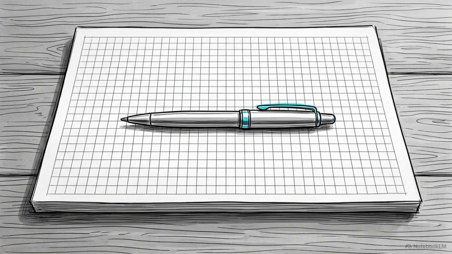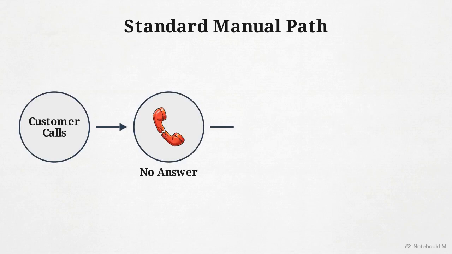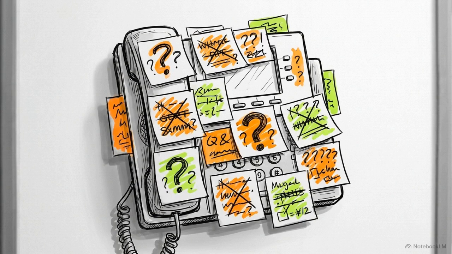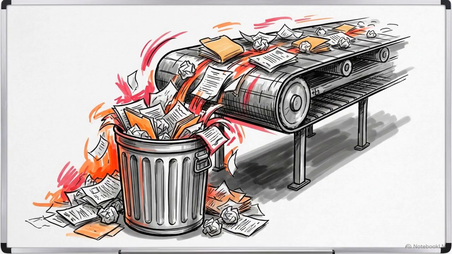Grab a pen and paper. Before we automate anything, we have to map exactly how your office handles missed calls right now. This flowchart maps the standard manual path. A customer calls. Nobody answers. They hit voicemail. Hours later, an office manager finally listens to the message and tries to follow up. If that manual process is chaotic, if nobody even knows where the voicemail password is, adding automation will not fix it. It will simply execute a bad process faster.